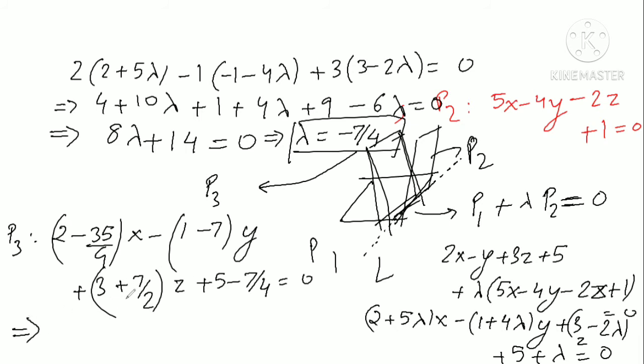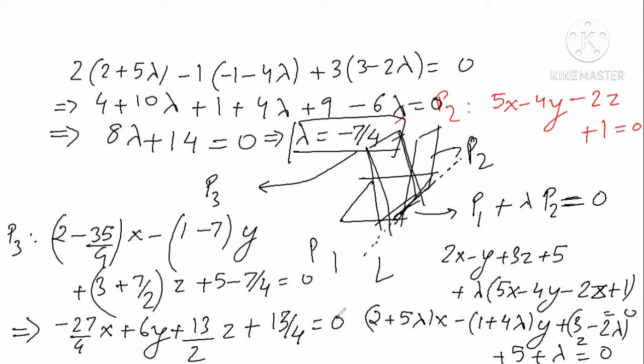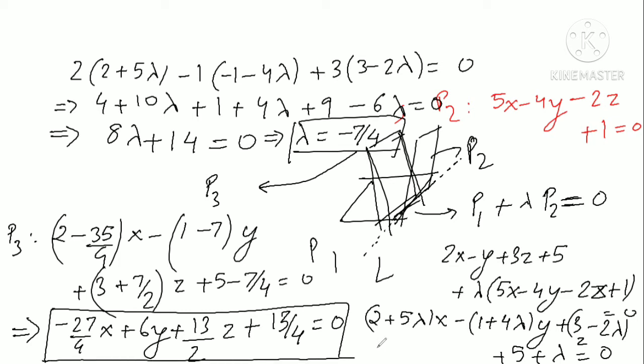So if we simplify, 4 into 2 is 8, 8 minus 35 is minus 27 by 4 into x. Then this is minus 6, so this will become plus 6 into y. 3 into 2, 6. 6 plus 7 is 13, so 13 by 2 into z. And then 4 into 5, 20. 20 minus 7 is 13 by 4 is equal to 0. So this is the equation of the required plane, which we want to get as the answer.